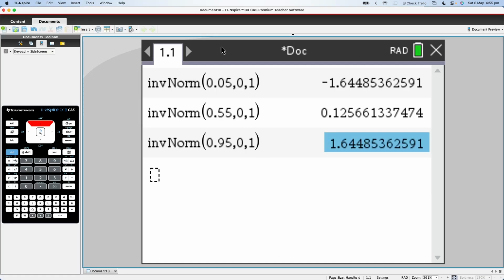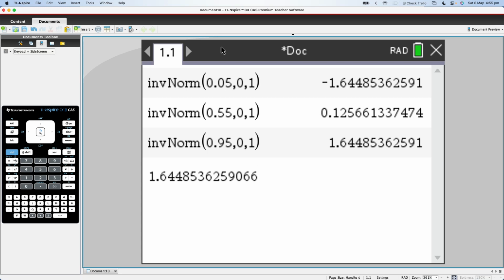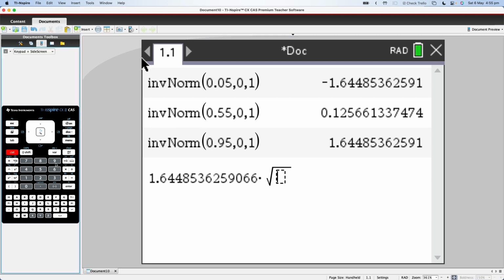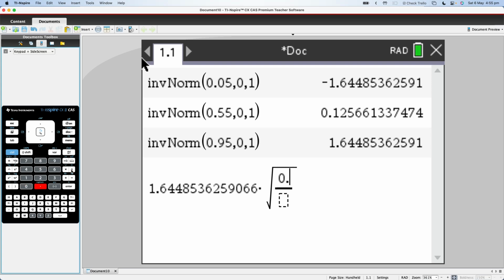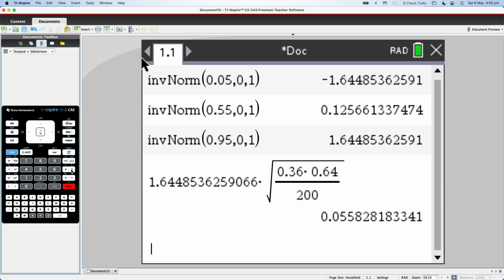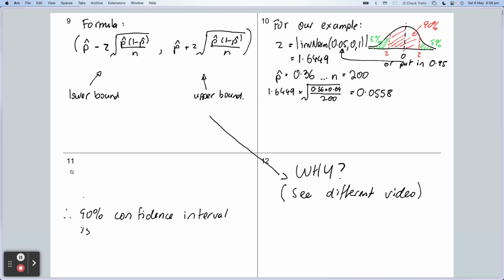And that is equal to 1.6449. I'm going to use this value rather than just the 4 decimal place version, so it's as accurate as possible, multiplied by the square root of the fraction, 0.36 multiplied by 0.64 all over 200, which is equal to 0.0558. I'm just going to write this down and then I'll flick back over. 0.0558, like so. So that is now that value.